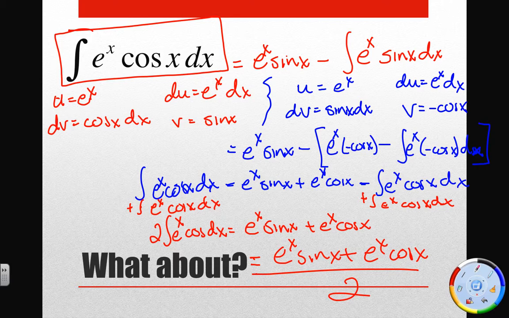Notice I get no more integrals. Don't forget your plus c. I always forget plus c. Don't forget plus c, because that's going to make a big difference on your AP exams. So this is actually kind of cool, because that's going to be my answer: e to the x sine of x plus e to the x cosine of x all over 2.